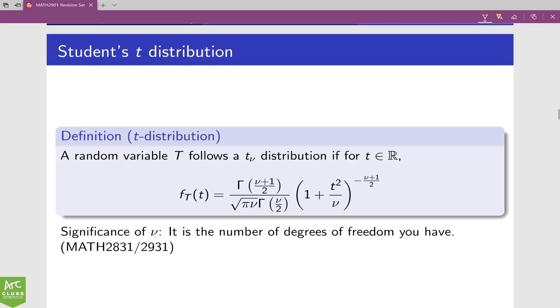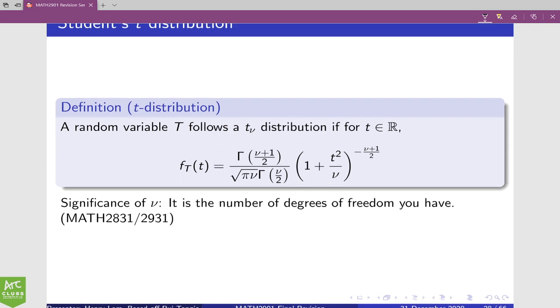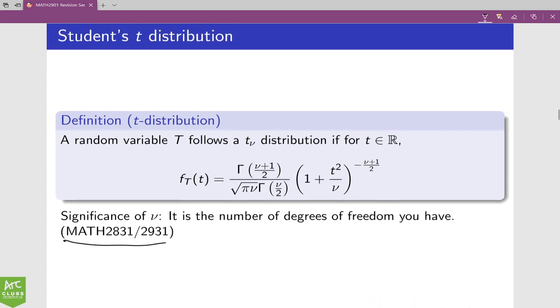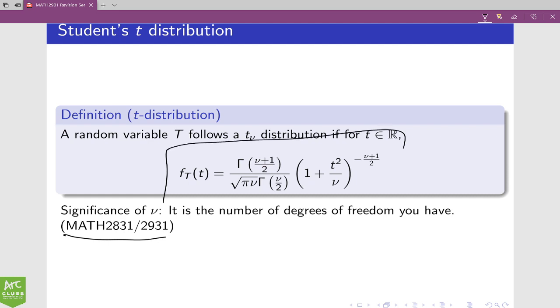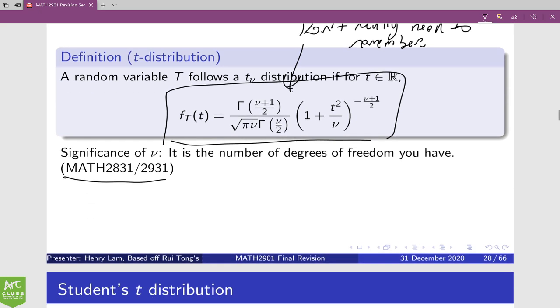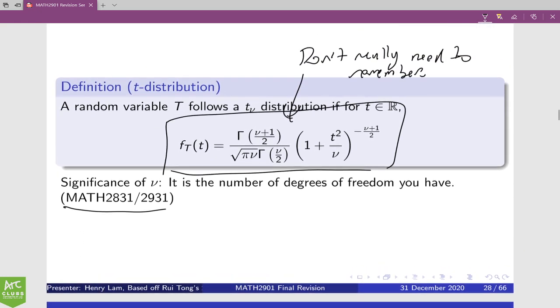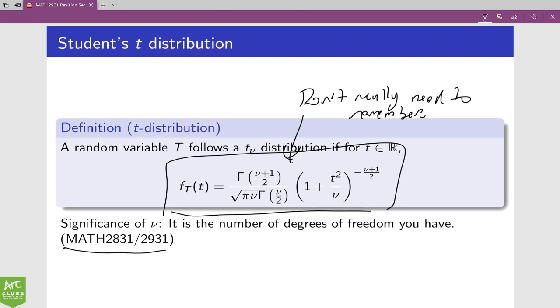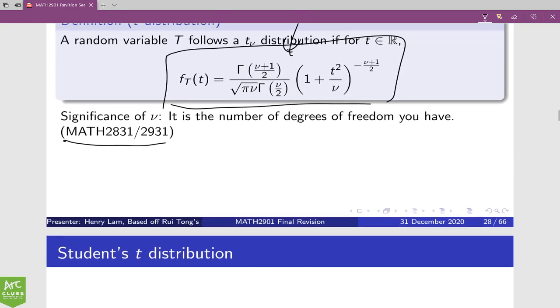Now, this is the next thing. You don't really need to know it per se. It's more important in 2931. You don't really need to know this distribution or remember it. But you should be kind of aware of it because it has some nice properties. It comes up in your hypothesis testing and confidence intervals.